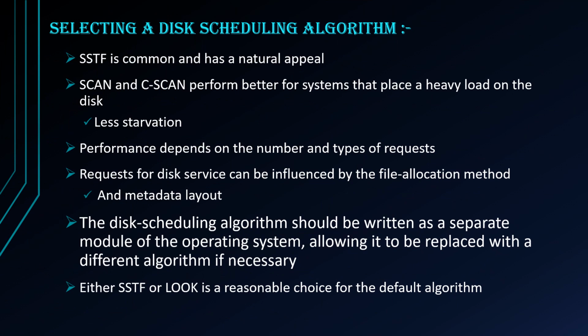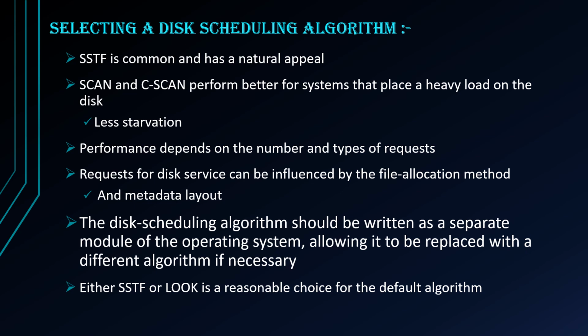Selecting a disk scheduling algorithm. SSTF is common and has a natural appeal. Scan and C-scan perform better for systems that place a heavy load on the disk. Less starvation. Performance depends on the number and types of requests. Requests for disk service can be influenced by the file allocation method and metadata layout. The disk scheduling algorithm should be written as a separate module of the operating system, allowing it to be replaced with a different algorithm if necessary. Either SSTF or Look is a reasonable choice for the default algorithm.